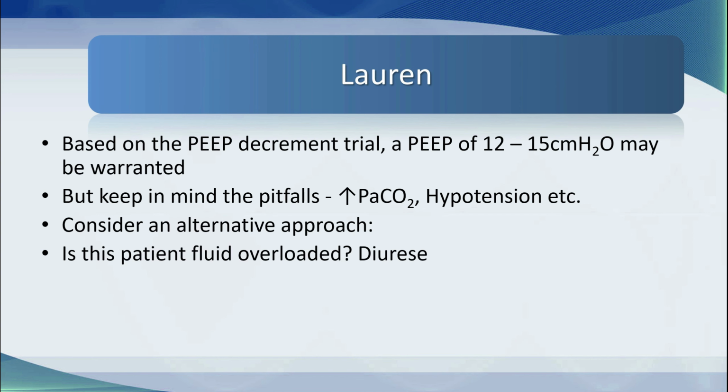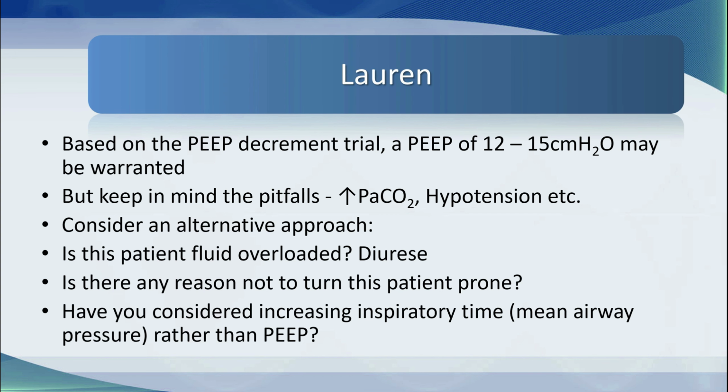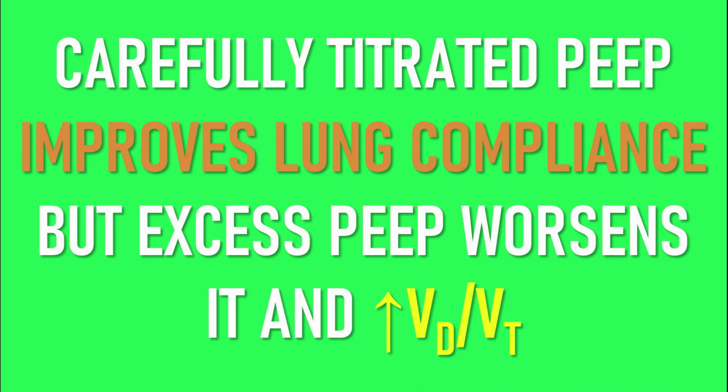For example, is this patient fluid overloaded? Can you diurese the patient? Can you recruit the lungs in a different way? For example, is there any reason not to turn this patient prone? And we will cover this in detail later on in this course. And have you considered increasing inspiratory time? That is, increasing the mean airway pressure rather than the PEEP. In summary, carefully titrated PEEP improves lung compliance, but excess PEEP worsens it and increases the dead space to tidal volume ratio.